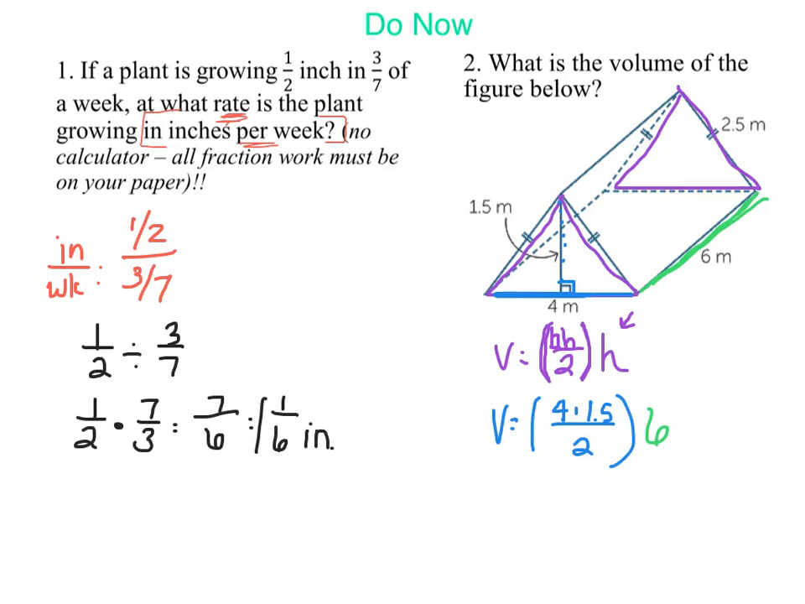So what's in parentheses? 4 times 1.5 is 6. 6 divided by 2 is 3. Times 6, my volume is 18 cubic meters, or meters cubed. Volume is always measured in cubic units.